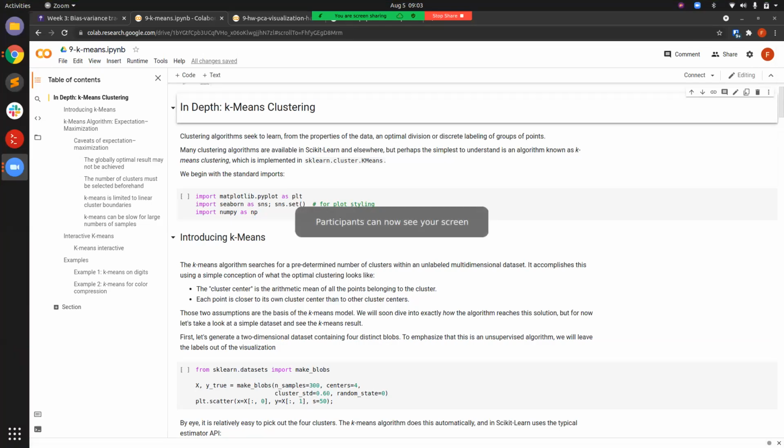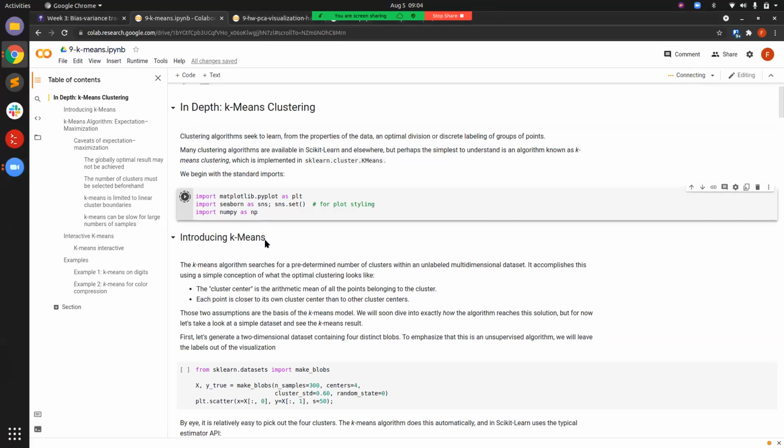Okay, so we're here today for a quick overview of some of the topics we've learned in unsupervised learning. So we'll look at a little bit of clustering and then we'll talk about dimensionality reduction.